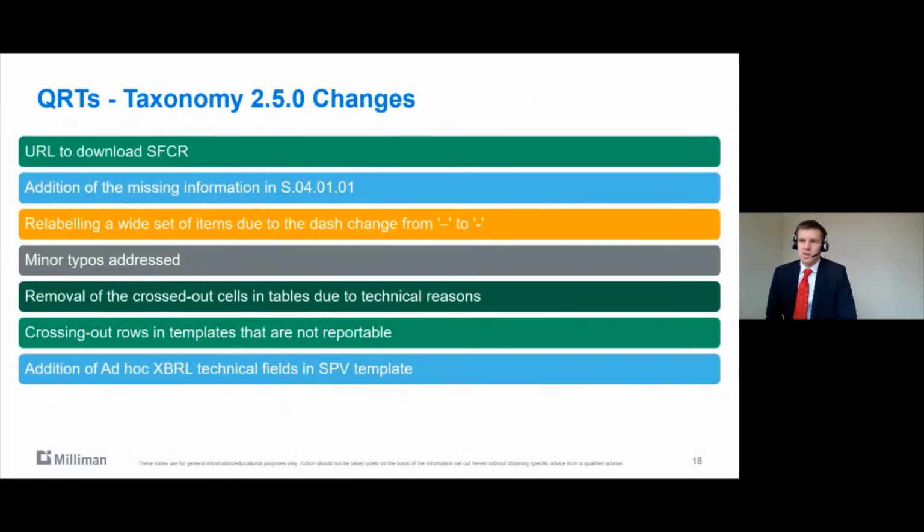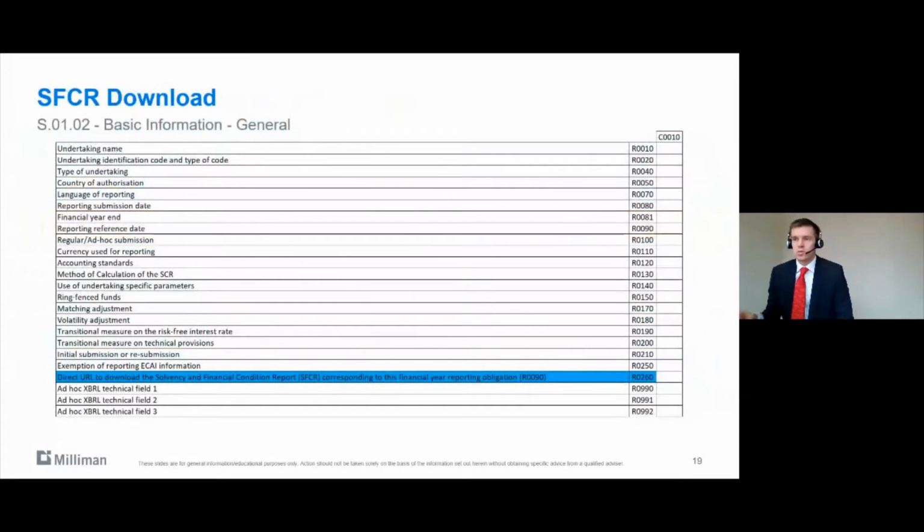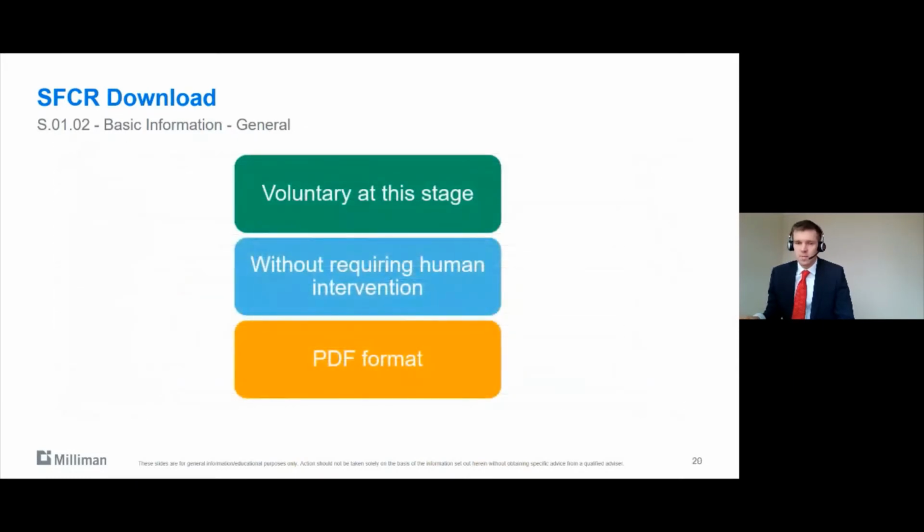So some of the items, as I said, they aren't massive. So things around cleanups, minor typos, removing of crossed out things. So I've pulled out a few examples of this in the next few slides. I won't dwell on any of them too much. One is there's now the option to include a direct URL to your SFCR, so your Solvency and Financial Condition report, within your annual QRTs. So that's currently marked though as voluntary, so you don't necessarily have to provide that link.